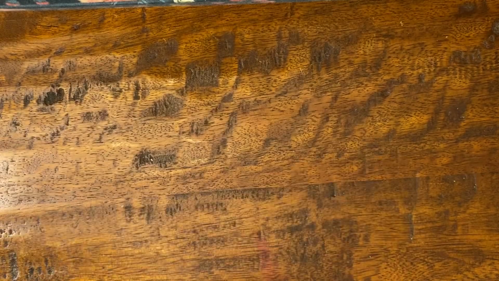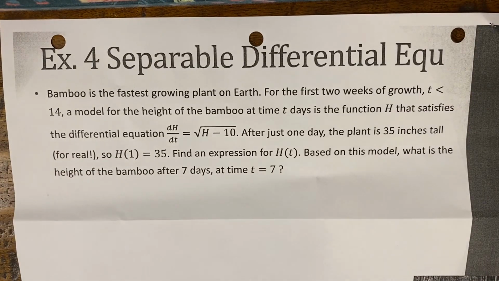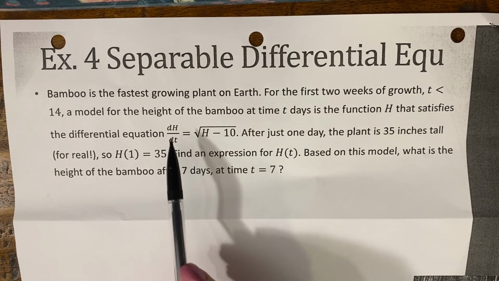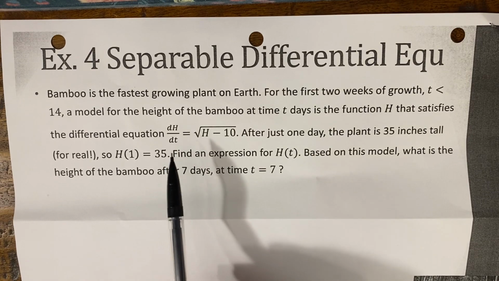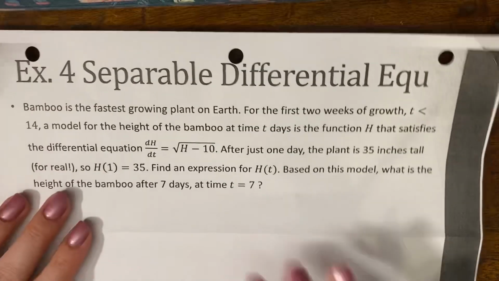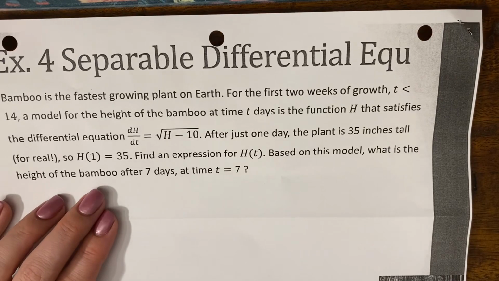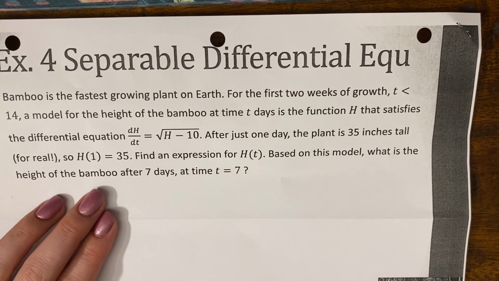Let's do our last example, which is a word problem. Okay, this is very AP style. I modeled this after a release question, actually. First of all, we notice that we're not going to use dy and dx. It's going to have dh and dt. All right, let's read. We have this little image down here of bamboo. And this is true. These are based on real facts that I Googled. Hopefully they're right. Anyway, bamboo is the fastest growing plant on Earth.